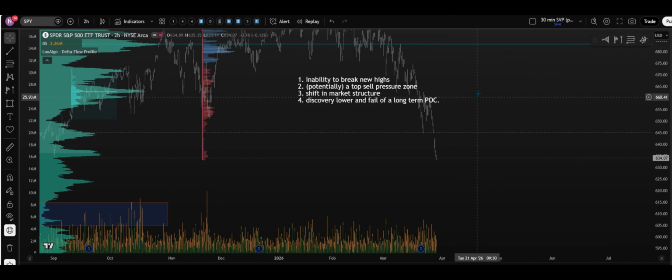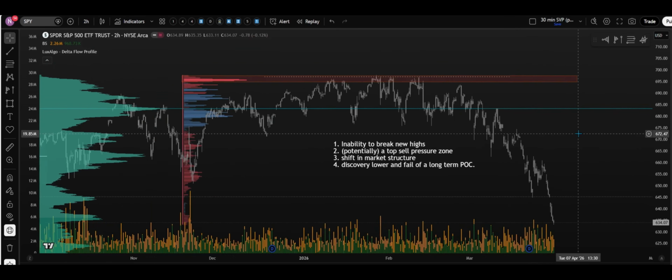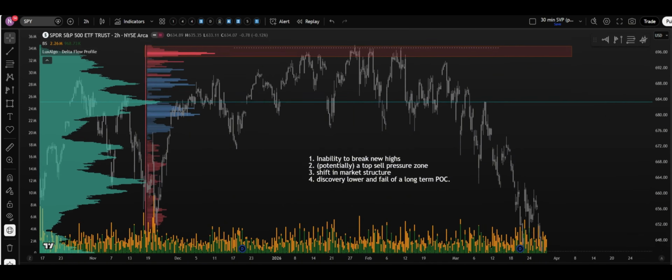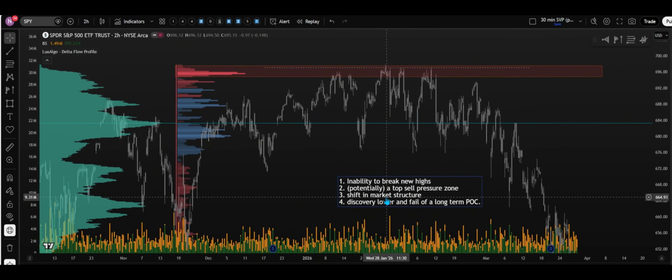So you have to look at these indications. Is the market maker buying or selling? Is it moving up or is it moving down? When you see long-term consolidations like this, where price is really struggling to break new highs, it could be a good indication that the market maker has started a selling campaign. And that looks exactly like what I'm showing you right now: inability to break new highs.